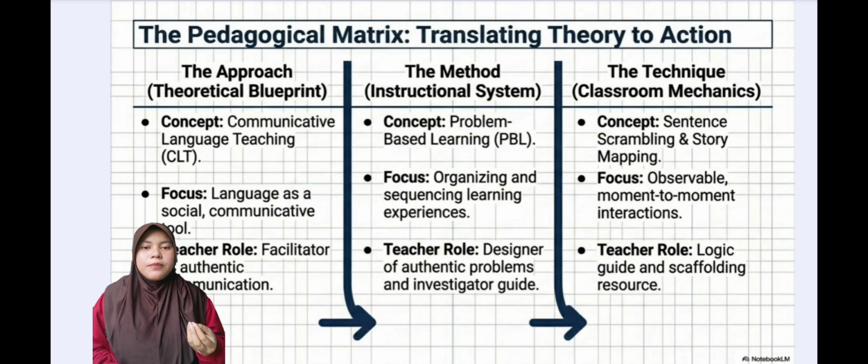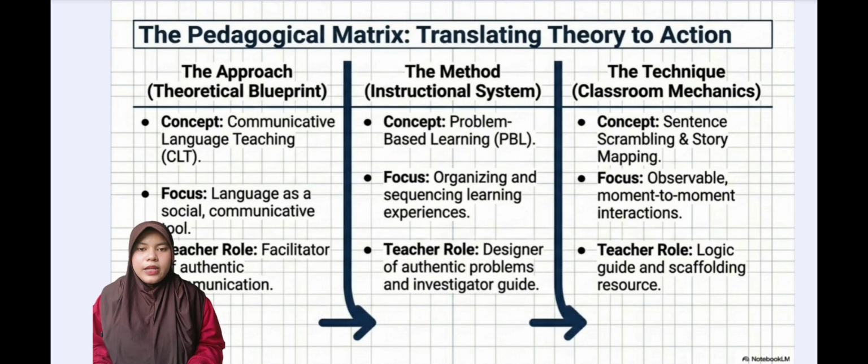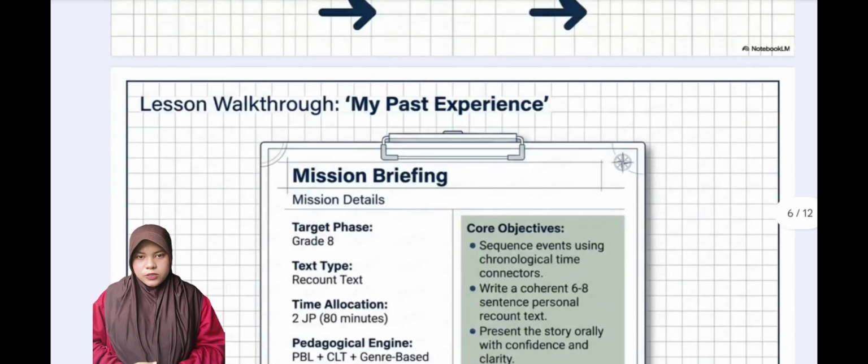The second layer is the method, or the instructional system, which uses problem-based learning. The teacher acts as a designer of authentic problems and a guide for student investigation. The third layer is the technique, or classroom mechanics, which uses sentence scrambling and story mapping as direct activities. The teacher becomes a logic guide and scaffolding resource for students.